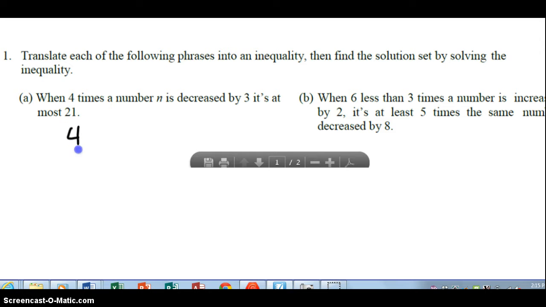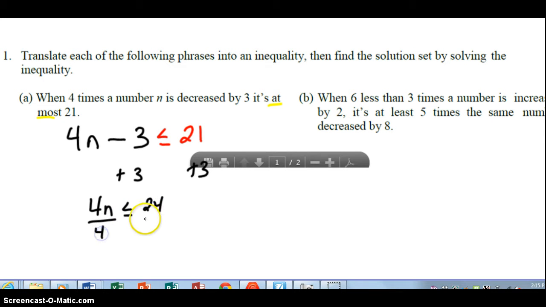4 times a number I know is just going to be 4n. Is decreased means minus by 3. It's at most 21. I'm going to highlight at most. At most, I know is going to be less than or equal to. So here's my little inequality here. I'm going to do this just like I would do any equation. I'm going to have 4n is less than or equal to 24.